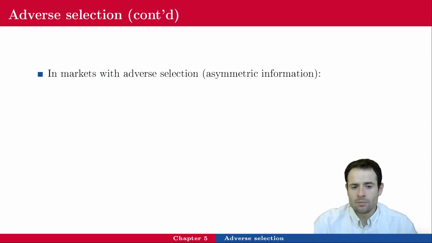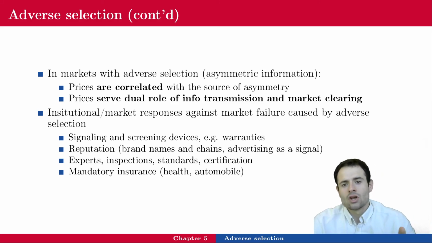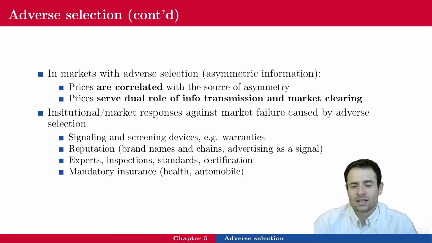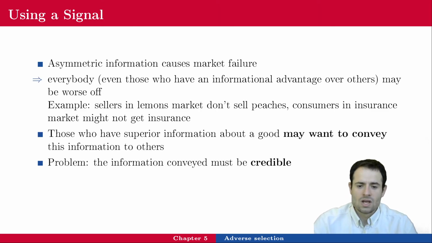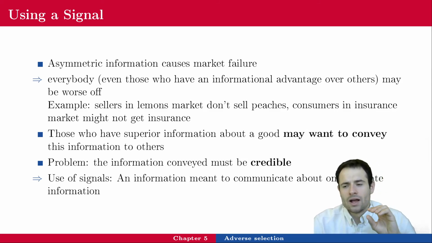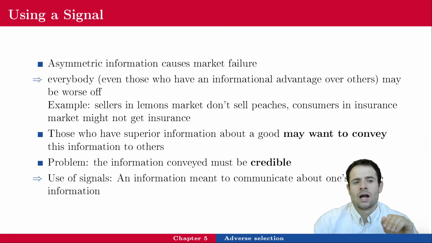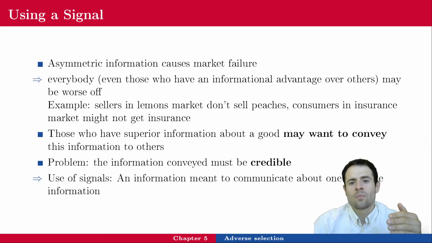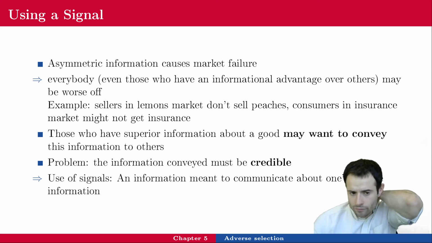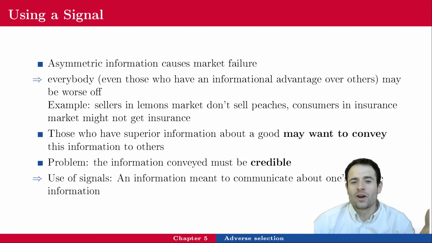Now, to solve this problem, we can solve the information issue by one way or another conveying this information to the side that doesn't have access to it. And this is what signaling is about. Signaling is about giving a piece of information that can be interpreted as a credible representation of the information. Again, I say can because there are cases where the signal is not working.